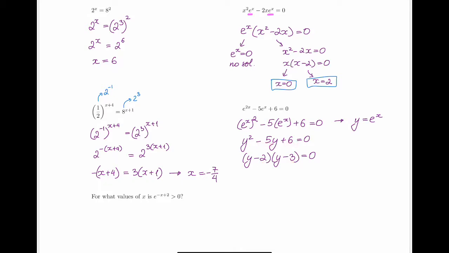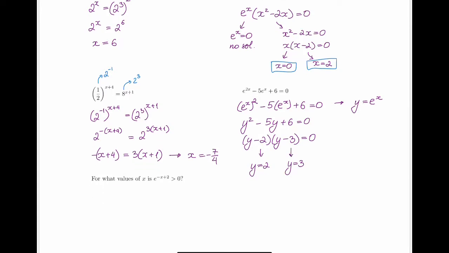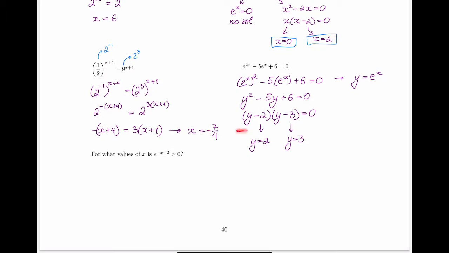And then once again, once I have things factored out, it means that either my y has to be 2 or my y has to be 3 in order for the entire product to be 0. Now recall that your y is actually e to the x. So I have e to the x is 2 or e to the x is 3.